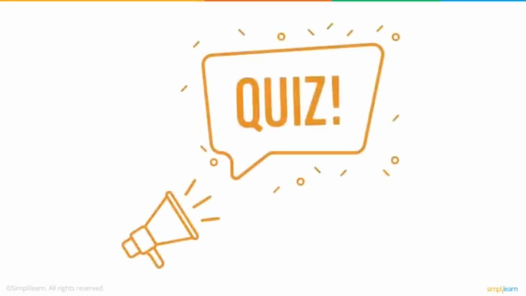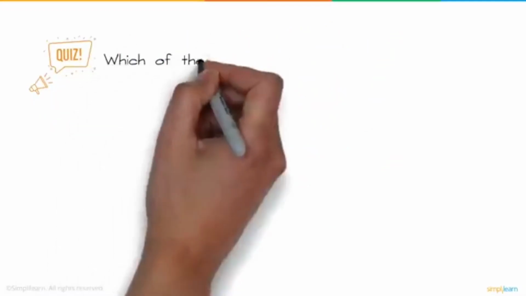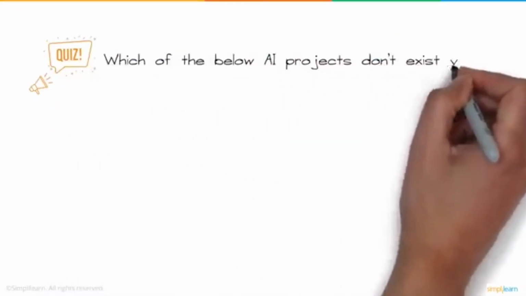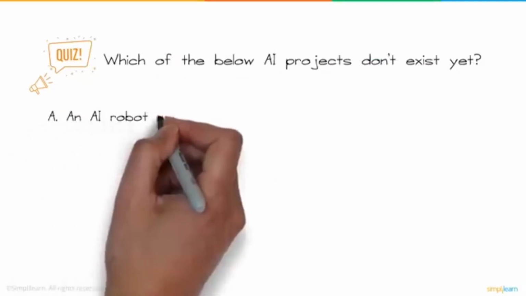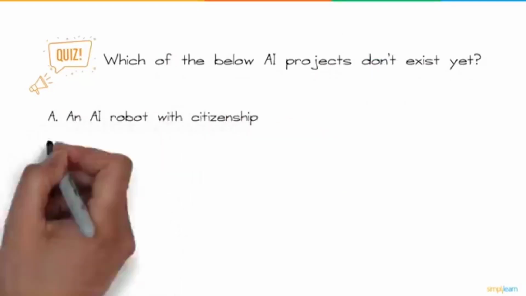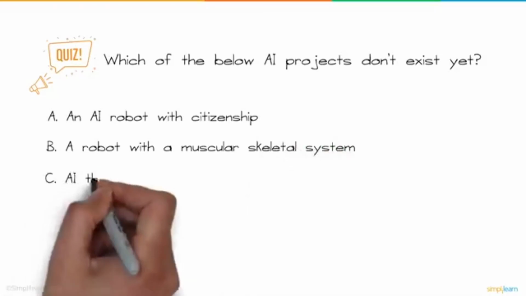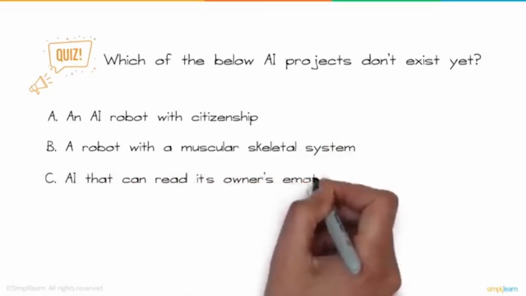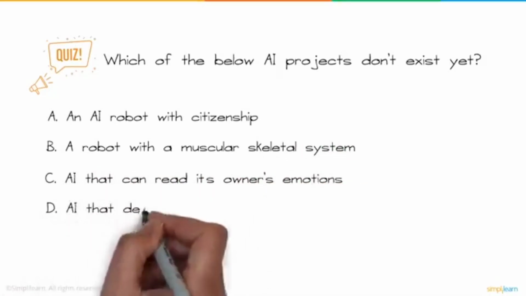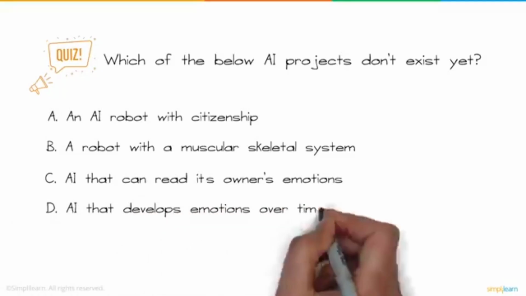So, here's a question for you. Which of the below AI projects don't exist yet? A. An AI robot with citizenship. B. A robot with a muscular skeletal system. C. AI that can read its owner's emotions. D. AI that develops emotions over time.